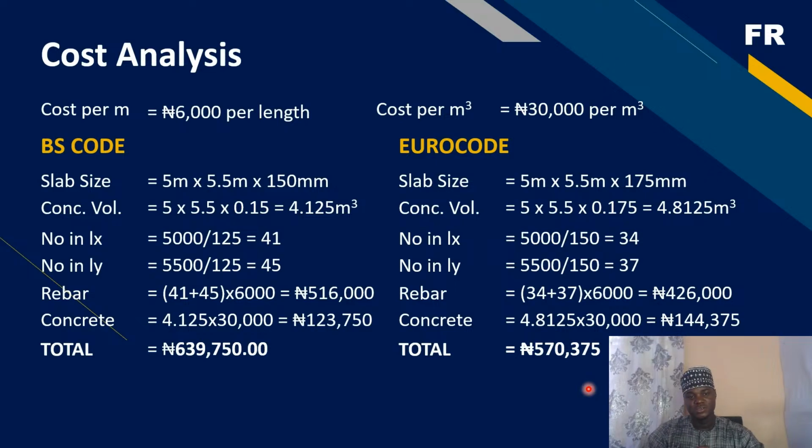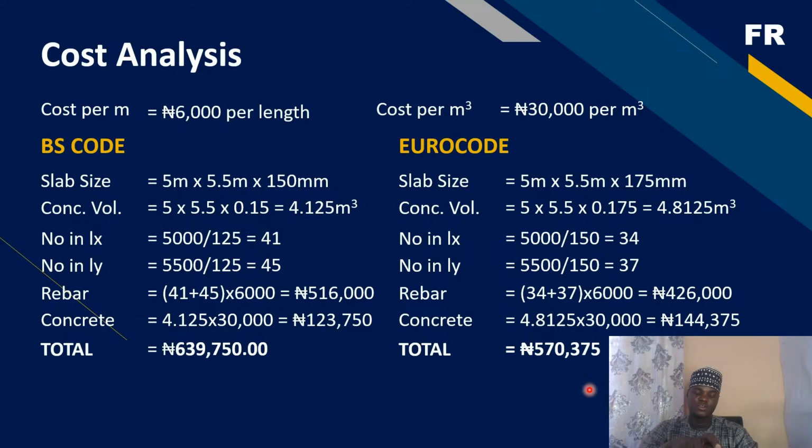So it depends on the market. Based on this calculation, you can see that you are saving roughly about 130,000 naira just from changing, instead of using the Eurocode, you decide to use the BS code. Sorry, no, you saved not 130,000. What you saved is around 70,000 naira.